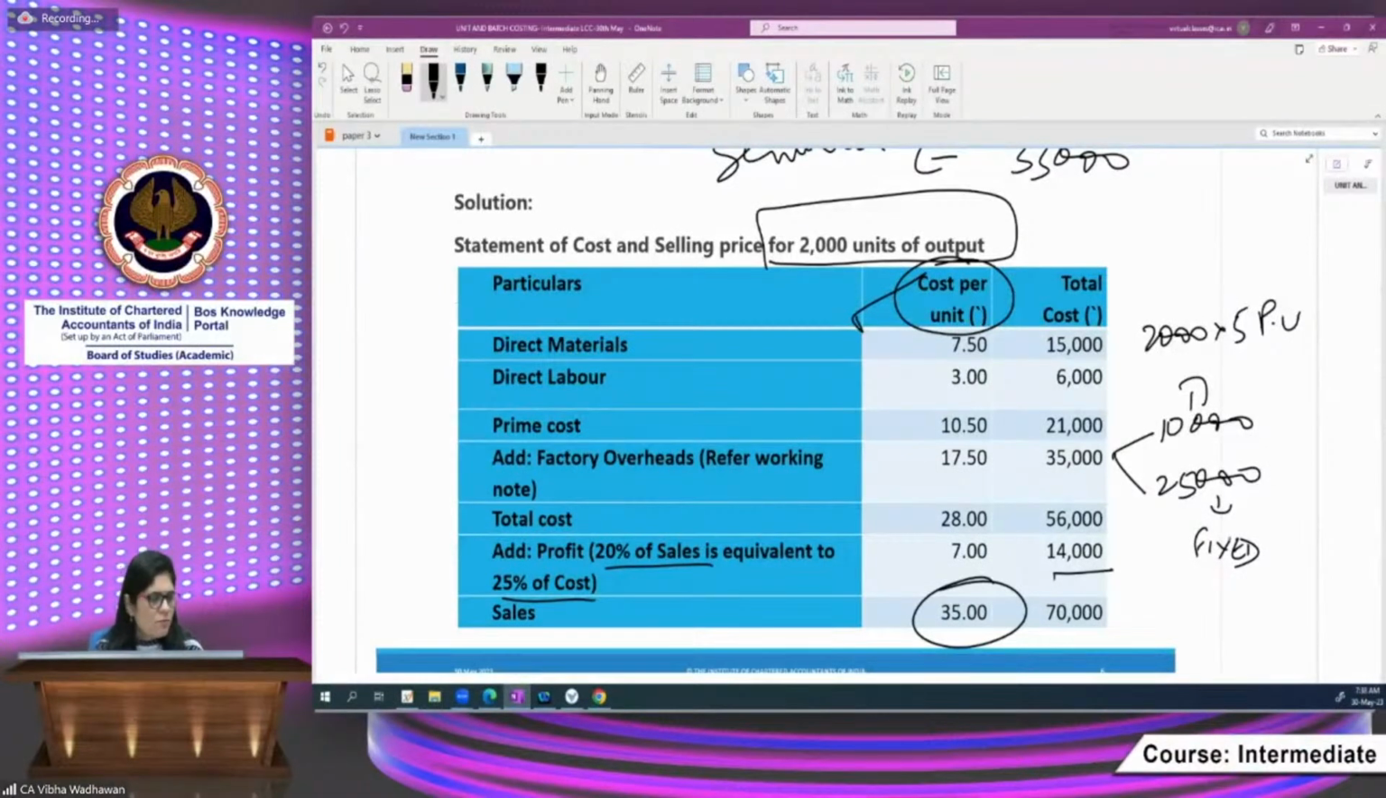Yeah, so I hope you must have understood. Any doubts in this question? Just take a fair note of this question. You can split the factory overheads into variable and fixed because we have split them. All right.